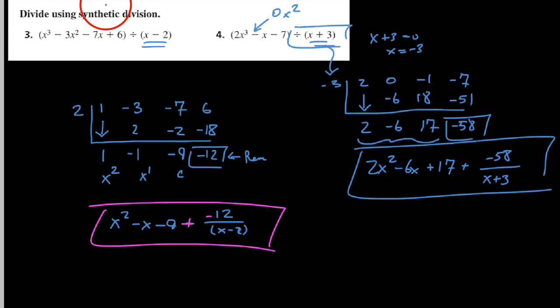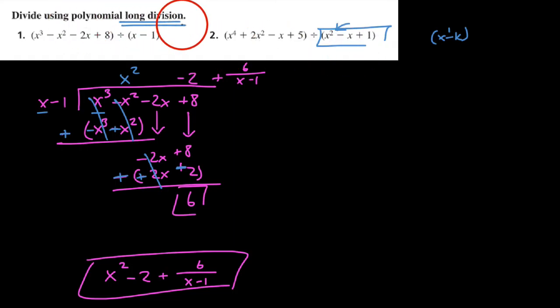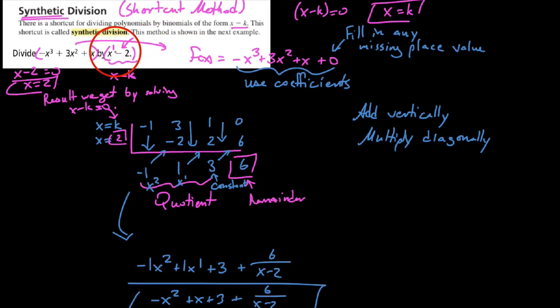So my last note that I want to make here is this. If you have a divisor that is greater than first degree, I noticed that the divisor on this second problem right here is second degree, then it could not be of the form x minus k because that's a first degree thing. So whenever you have a second degree or higher divisor, you have to use long division. If you have a first degree divisor like this, then we can always use synthetic division.